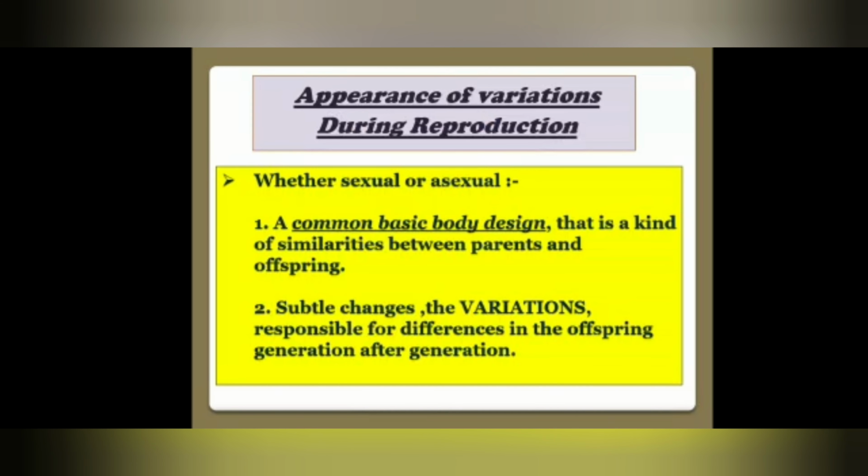Appearance of variation during reproduction. What does that mean? How do we identify the variation, whether it is asexual or sexual reproduction? An offspring receives a common basic body design from the parent. So this is a kind of similarity between parent and offspring.